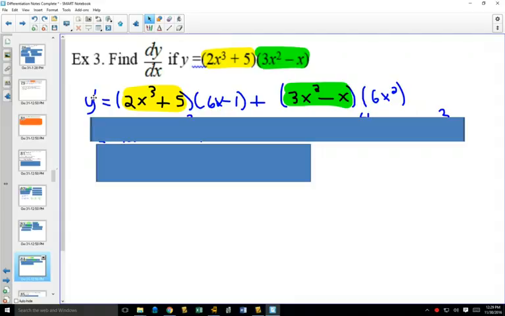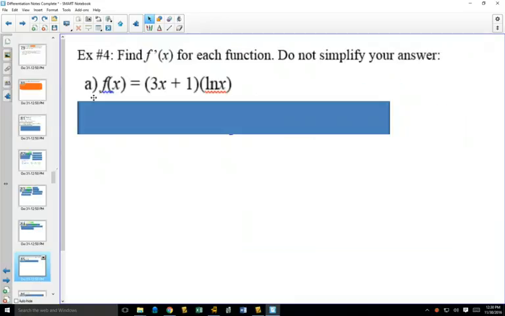So I want you to try example 4. Example 4 are ones where the product rule is much better than multiplying out, because we start adding functions like tan and natural log of x and e to the x in there. So here's your first one, and I'll put up the answers after you've done them.